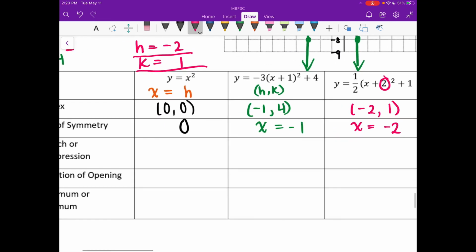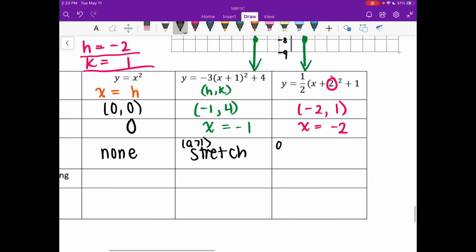Is it a stretch or a compression? None, right? Because this is our base function. This one is a stretch because its number a is big. A is greater than 1, right? Here, a is less than 1, so it's a compression.